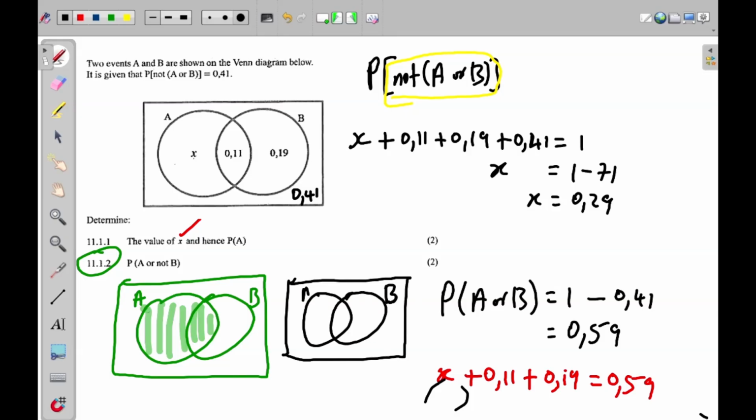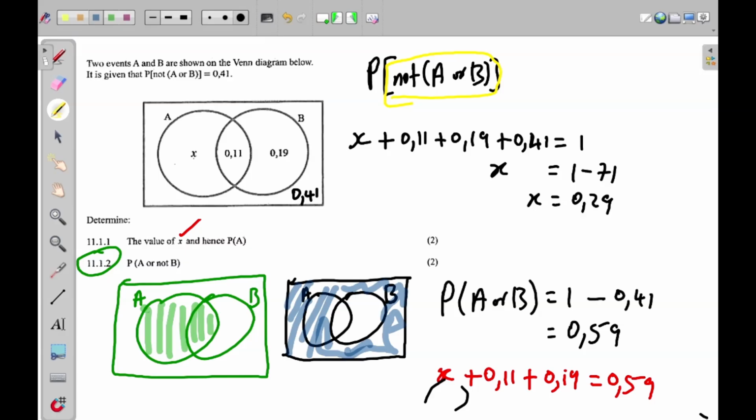And I hope you get to also practice this yourself. So not B is something like this. Basically, whatever is outside B, right? So here is not B. So that's not B. Now, what does or mean? The word or means you have to combine the coloring. So bring these two colors together. That is what will give you A or not B.